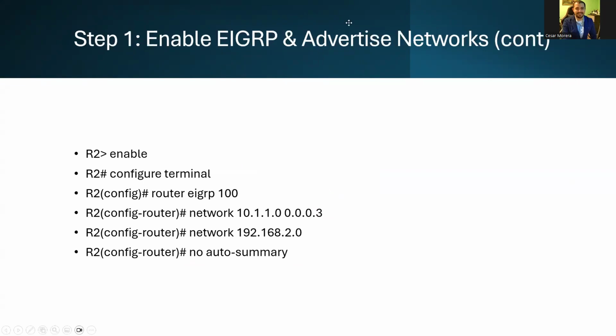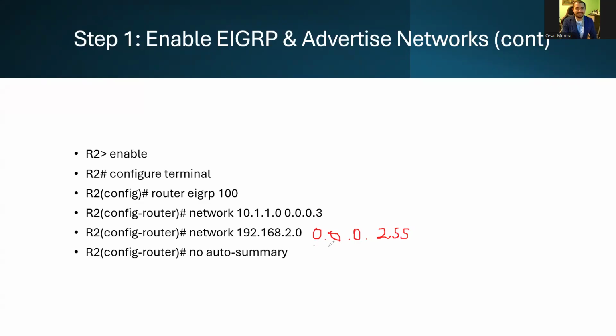This is the same example. Now we are working along with router 2. Let's say we have the same mask in here, but remember this is actually 255, the wildcard mask.